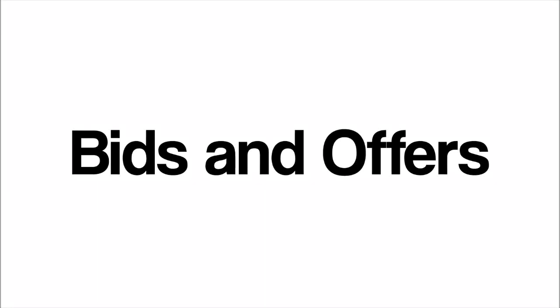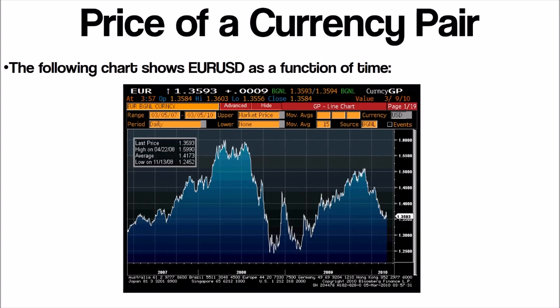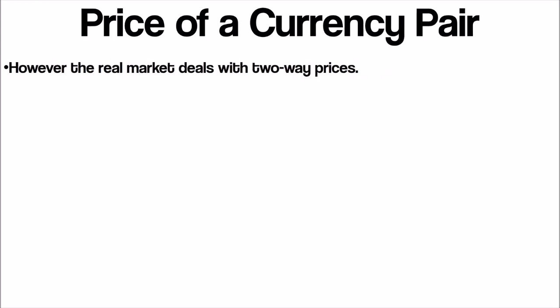Okay, so in this video I'm going to talk about bids and offers. If you take a look at this chart, this is a chart of euro-dollar as a function of time, and should be reasonably familiar. This is the way we're generally used to seeing prices of currencies, and it's the same when a currency pair is reported on the news, for example, euro-dollar has gone up 1% or whatever. However, in reality, the market deals with what's called two-way prices rather than just a single price.